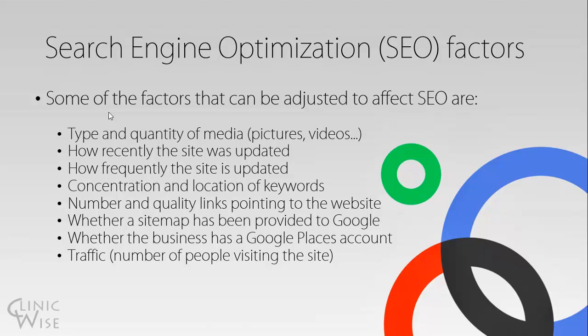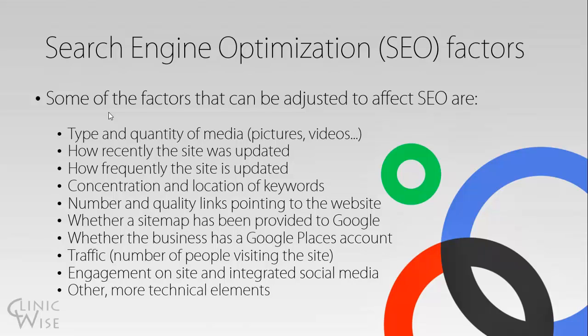how much traffic your website gets, and how many people have clicked on your site when looking for similar terms, how your visitors interact with your website, commenting on things, visiting multiple pages, and the types of social media that are integrated on your site. And there are a few more technical things that can affect SEO ranking as well, but this course will focus mostly on the steps that non-techie people can do easily.